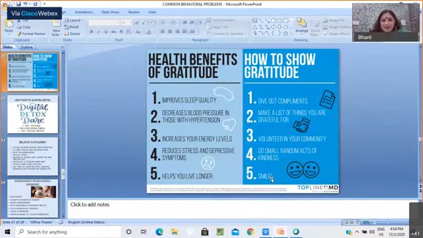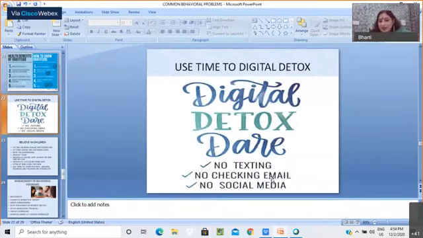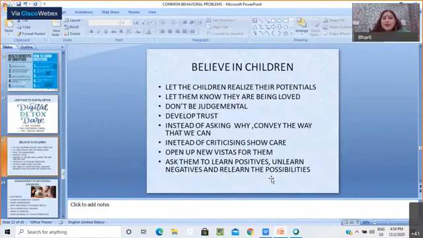And of course, this is very important nowadays: digitally detoxing. Digital detox means, as I said, limiting screen time, and believe in children. Let them believe in their own potential. They are being loved. That security, that trust is very important. And instead of asking why, convey how we can. Instead of asking why you couldn't do it, we can always tell them, okay, this is a way, this is how we can do it.